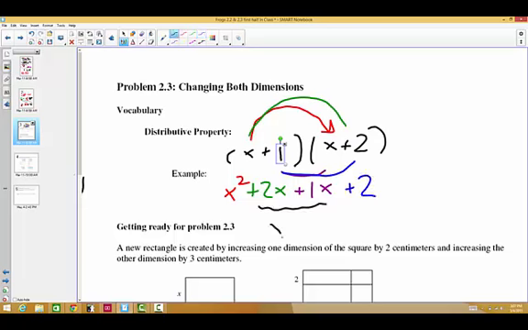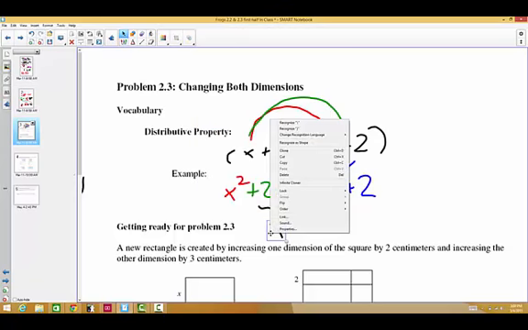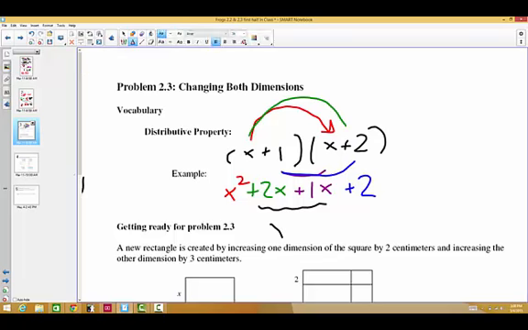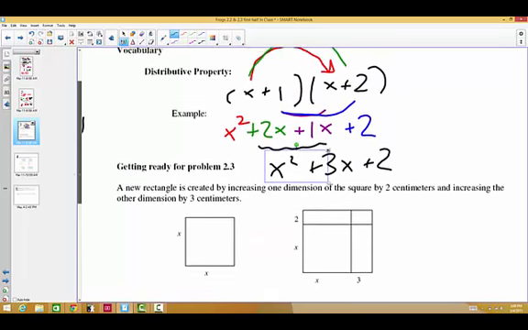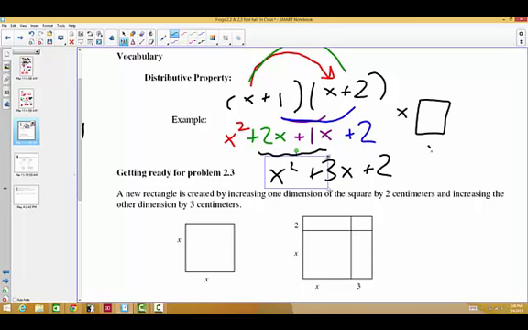You want to put your like terms together then. So you have x squared plus 3x plus 2. So if you were to think about the box for this, on one side you would have added 1, and on the other side you would have added 2. So your x squared is right here. Your 2x is right here. 2 times x. Your 1x is right here. 1 times x. And then your 2 is right here. 2 times 1 is 2. This is 2 because this is 2. This is 1 because this is 1.